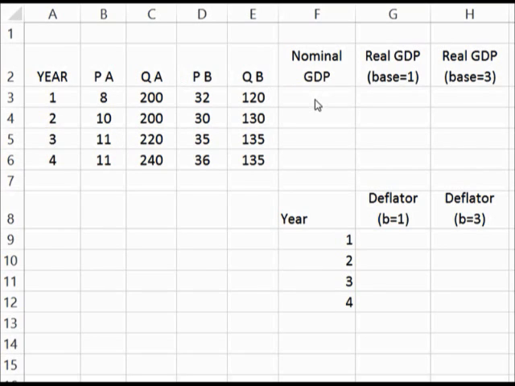Using those numbers as your first exercise, calculate the nominal GDP in the 4 years, and then calculate real GDP using year 1 as your base year. So you'll use the prices 8 and 32 for all of your quantities. And then calculate real GDP again using year 3 as your base year. So your prices for every multiplication will be 11 and 35. I will pause the video while you calculate those, and I will reveal the answers in a bit.